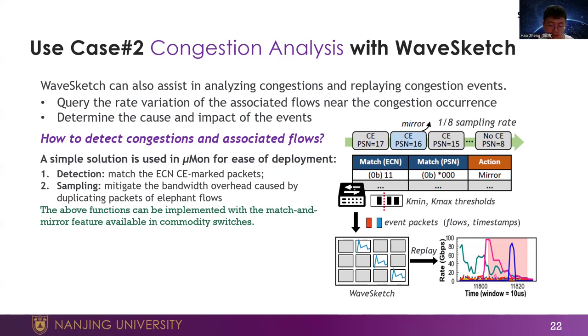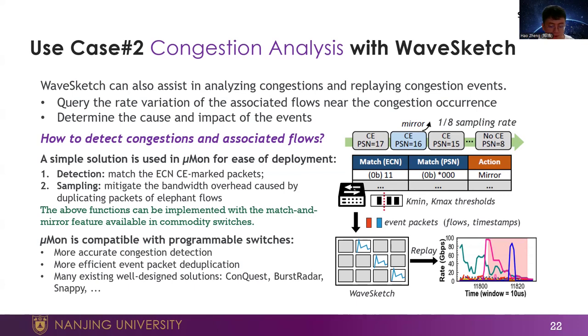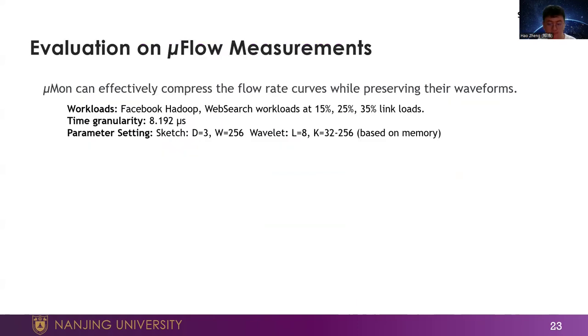The above functions can be implemented with common features available in commodity switches. Many existing well-designed solutions can realize more accurate congestion detection and more efficient packet deduplication with programmable switches. And microMON is also compatible with these solutions when programmable switches are available.